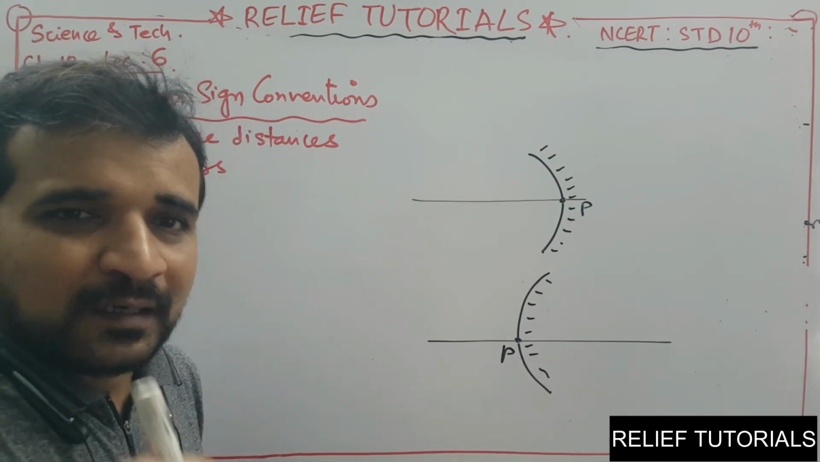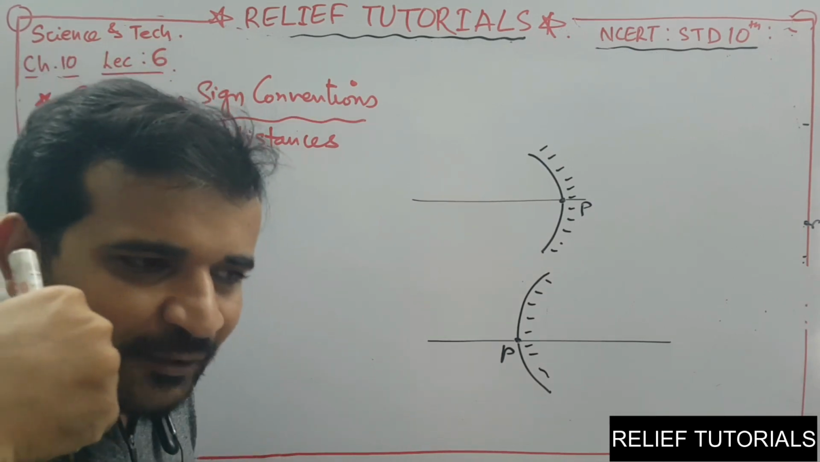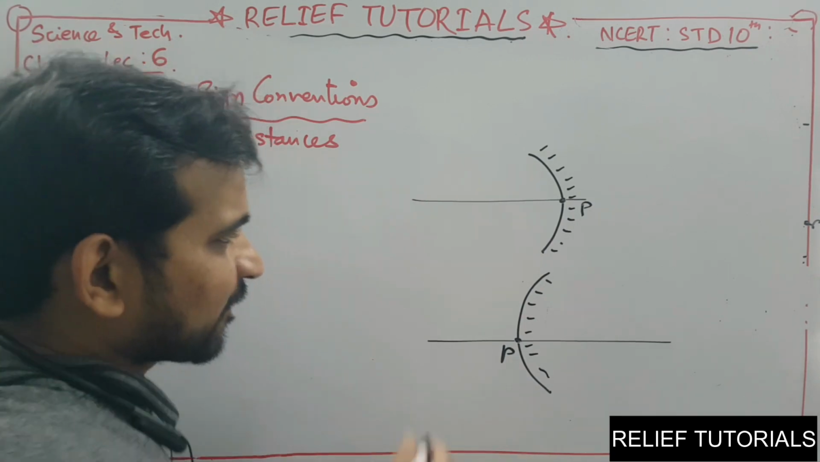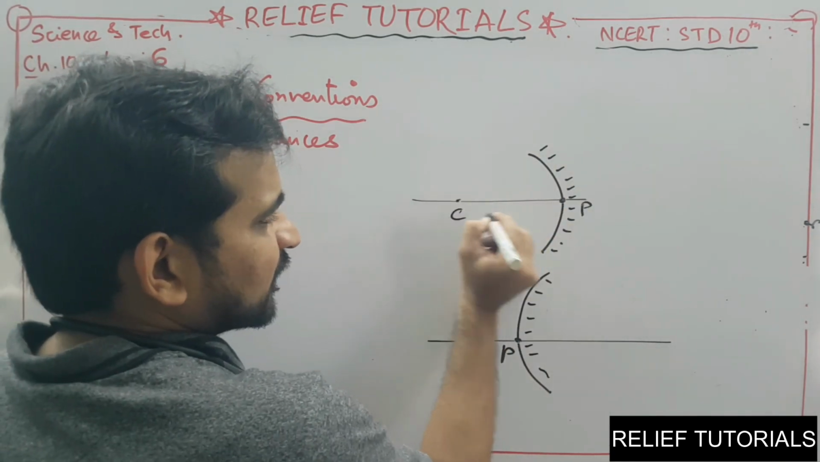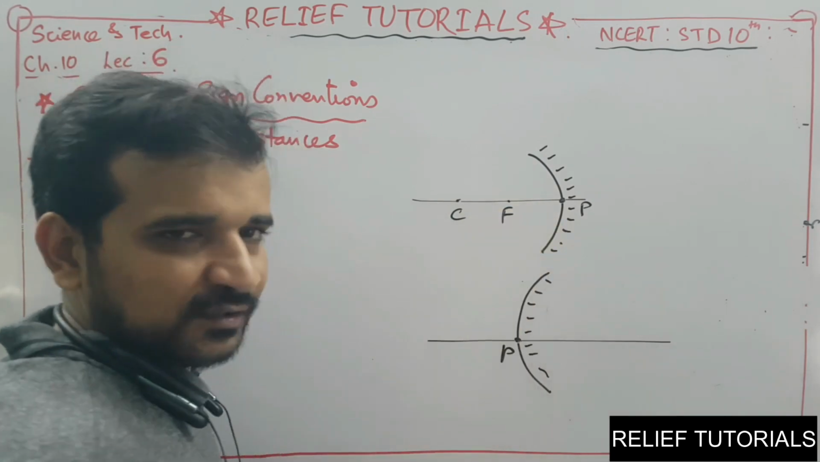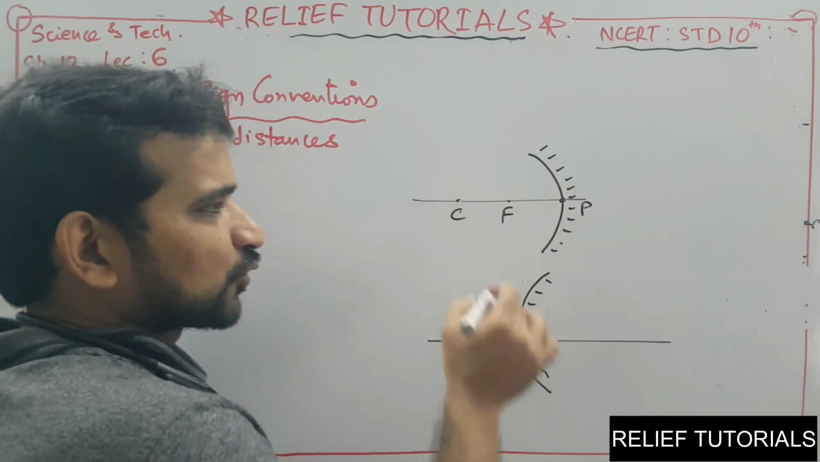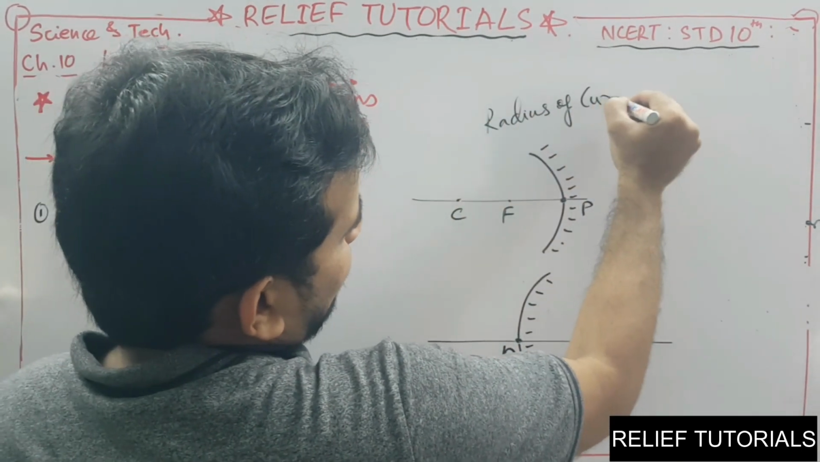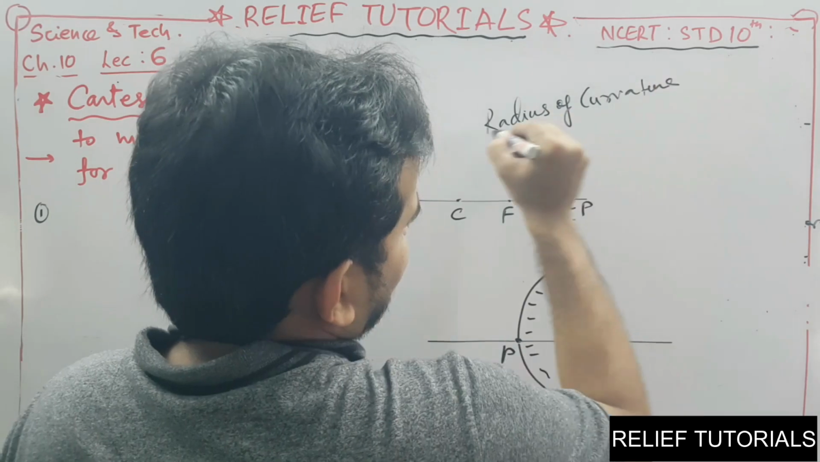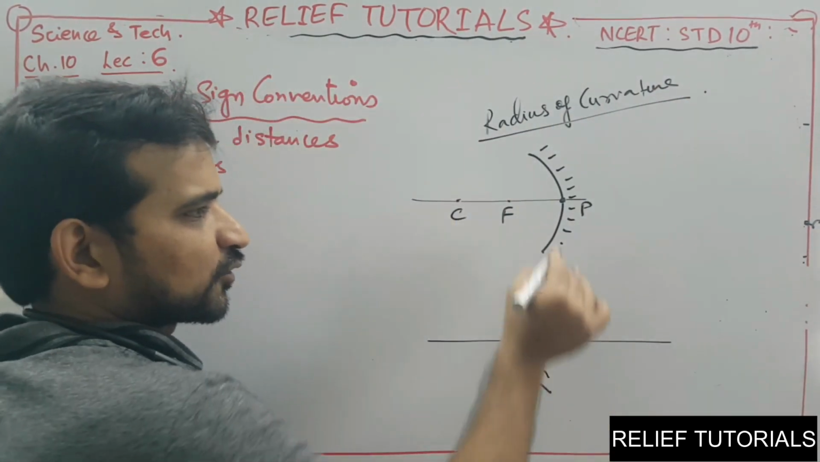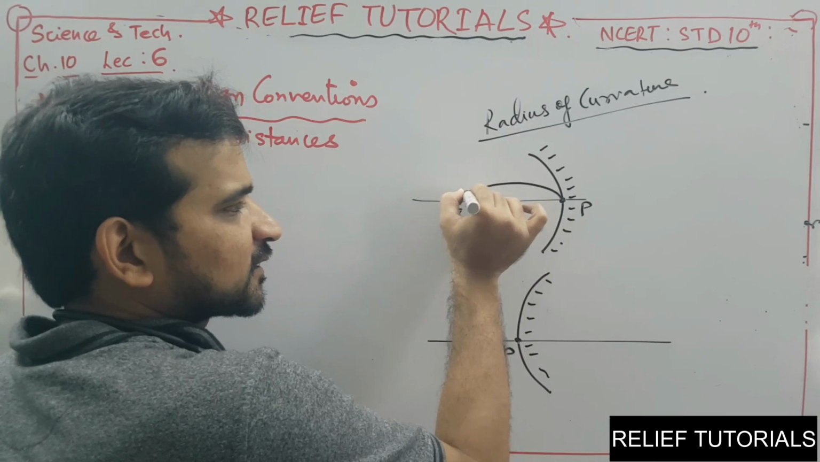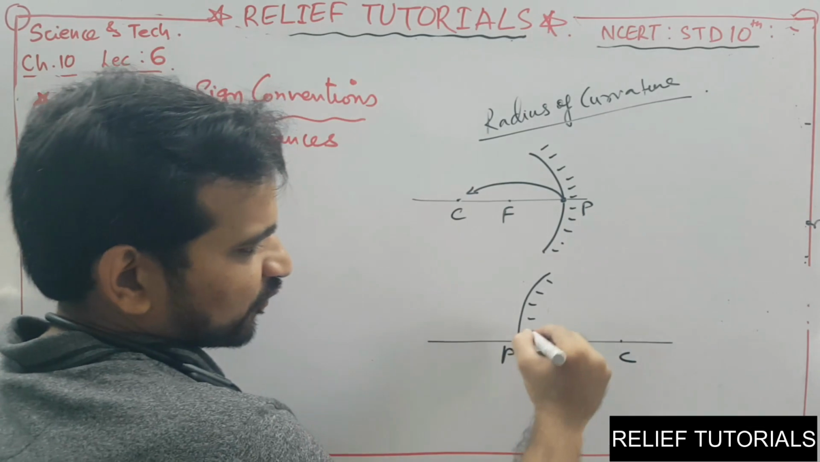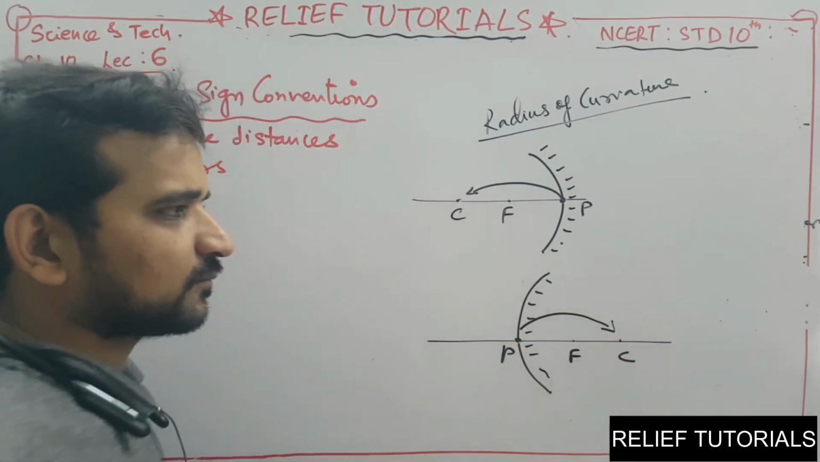You have to consider that you are standing on the pole, and then you decide in which direction you are going to measure the distances. Just like this is concave mirror, so this is center of curvature, this is principal focus. So if someone asks you to measure the radius of curvature, radius of curvature means P to C distance. Here in the convex mirror, this is F and this is C. So here is P to C.